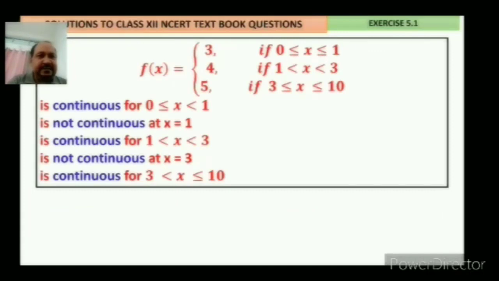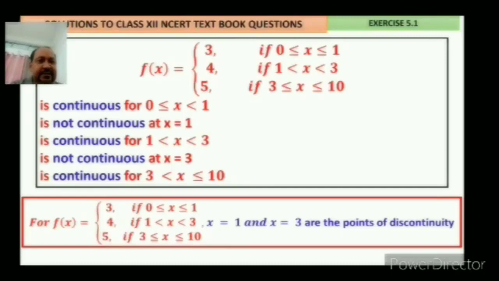Let us summarize the continuity of the function. The function is continuous for this condition. It is not continuous at x equal to 1. It is continuous when x is greater than 1 but less than 3. The function is not continuous at x equal to 3. And it is also continuous when x is greater than 3 but less than or equal to 10.